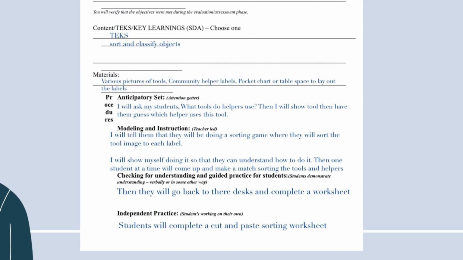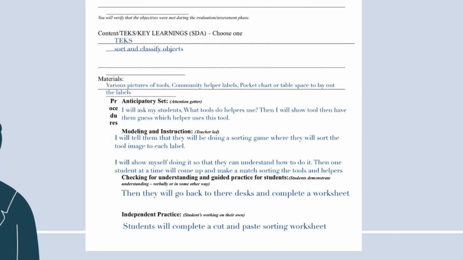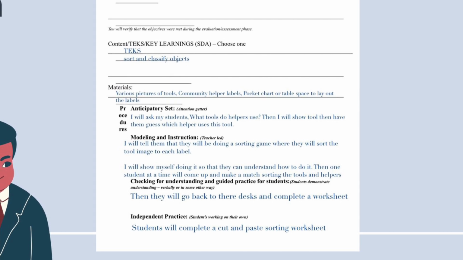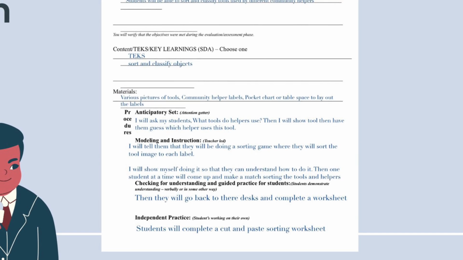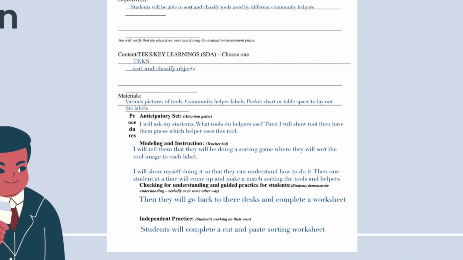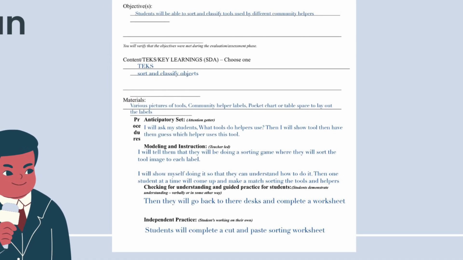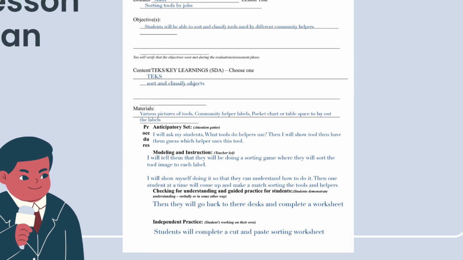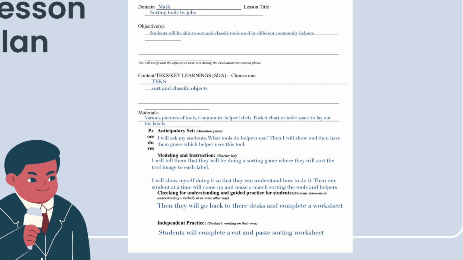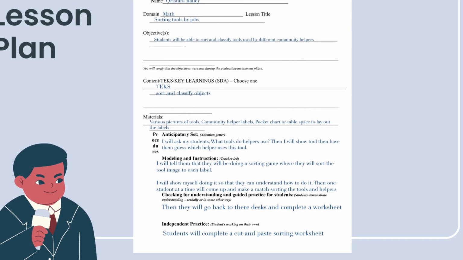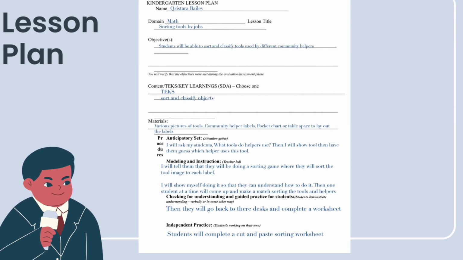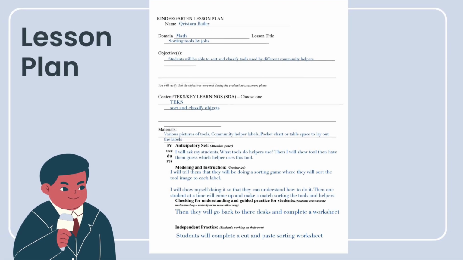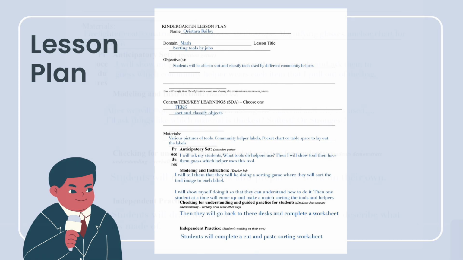The next lesson plan will be looking at math, and we're going to be sorting tools by jobs. So students will be able to sort and classify tools used by different community helpers. I'll be posting or have a collection of tools that they use, and they will be able to classify them with the correct job. So after we've talked more about each job, they'll have better information to better organize each tool that it goes with. And then students will be able to cut and paste the sorting worksheet that they will have to test their knowledge on what we've learned so far.